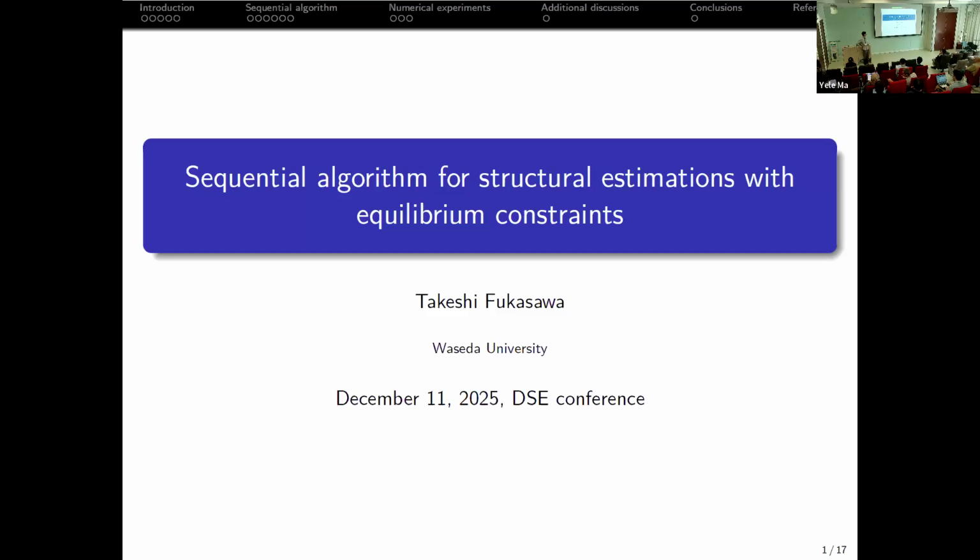My name is Takeshi Kasawa, and thank you for having the opportunity to present my paper. Today, I'd like to present my paper titled Sequential Algorithm for Structural Estimations with Equilibrium Constraint.